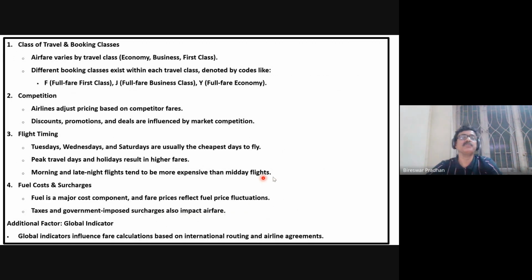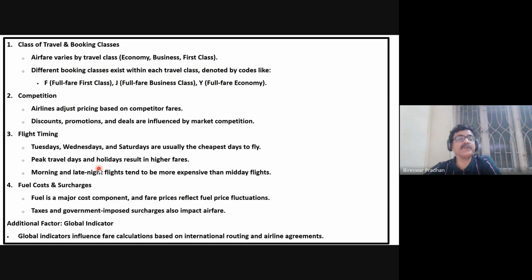Now, class and travel booking classes. Airfare varies by travel class. It is economy, business, first: economy class, business class, first class. Booking classes exist within each travel class and are denoted by codes like F for full fare first class, J for full fare business class, and Y for full fare economy. So F, J, and Y are there.